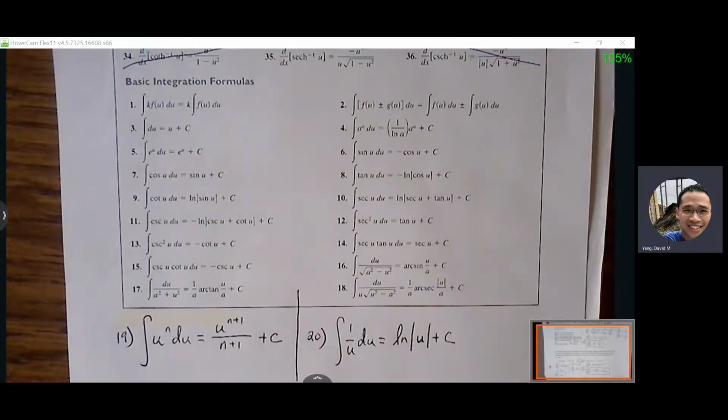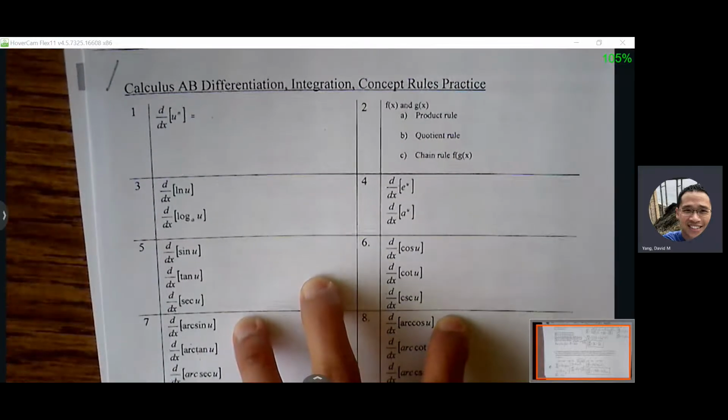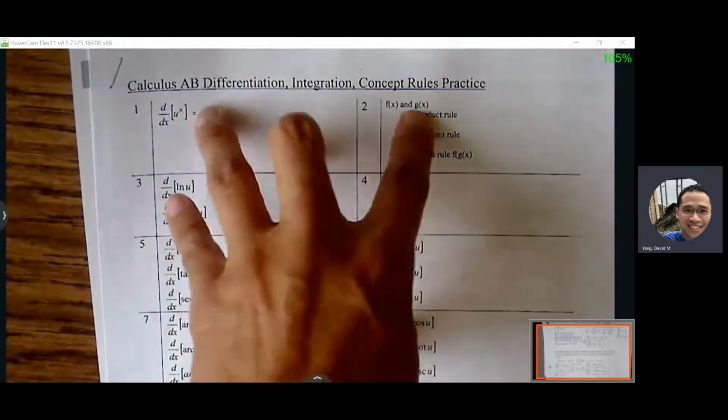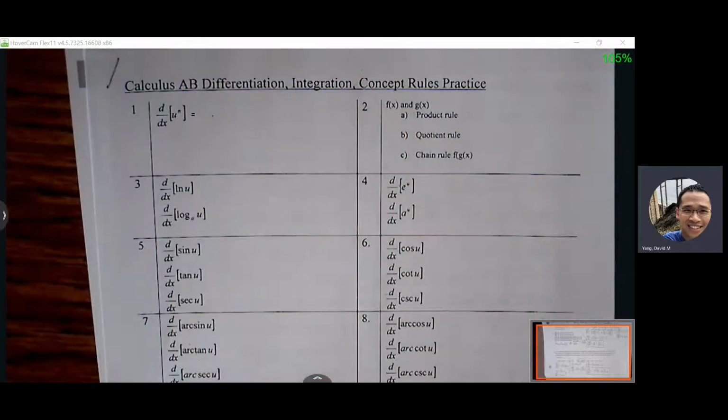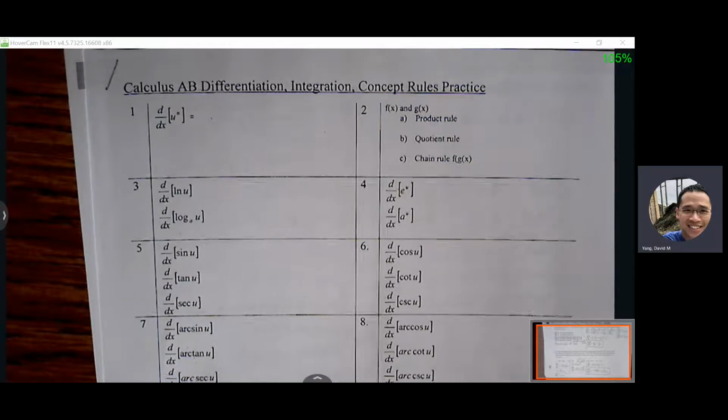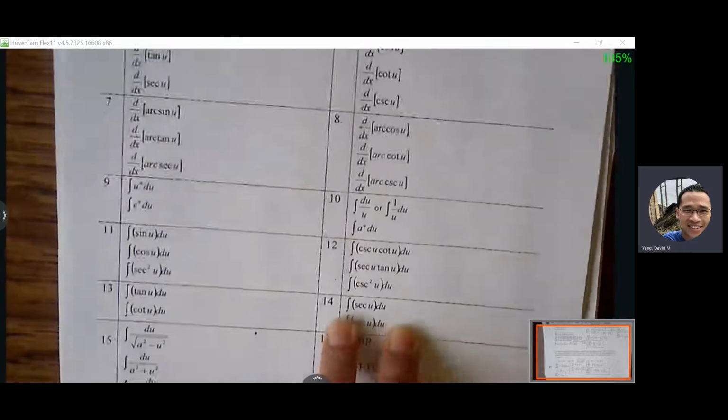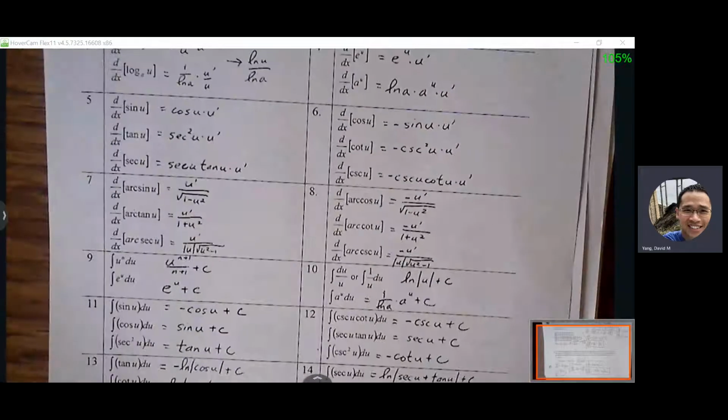And then I have this other sheet that may also be good for you to have. Once you feel like you have a good feel for all the derivative and integral rules, here's a chance for you to practice and write them down, see how much you know, and then I have the key on the back that you can check. Okay.